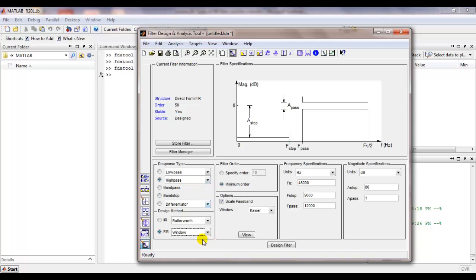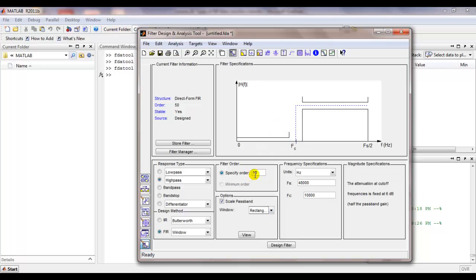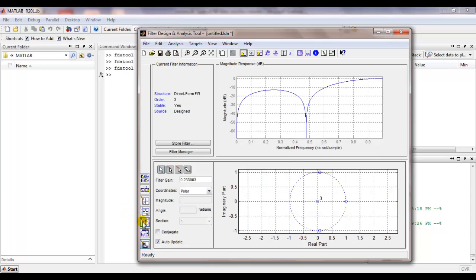We have selected a high pass filter. The rest of the discussion for this tool we'll have later. Let's say we want 3 zeros and our cutoff is 0.8. We say design filter, and then we go to pole 0. This is where the zeros look like.